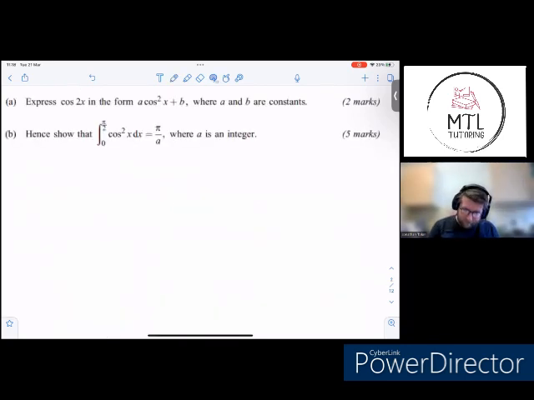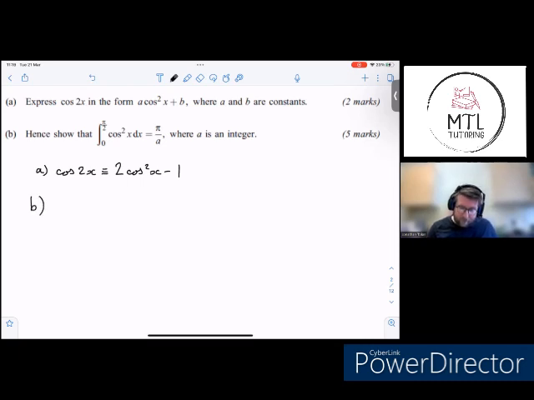Okay, so for this one, read the question carefully because sometimes they do ask you to prove the double angle formula is true, and in order to do that, you need to use the compound angle formula. But in this case, they're not actually asking you to prove. So you should have the double angle formula memorized. It's 2 cos squared x minus 1.